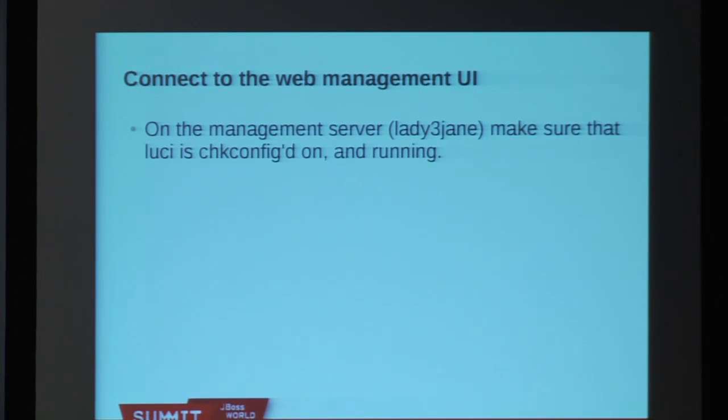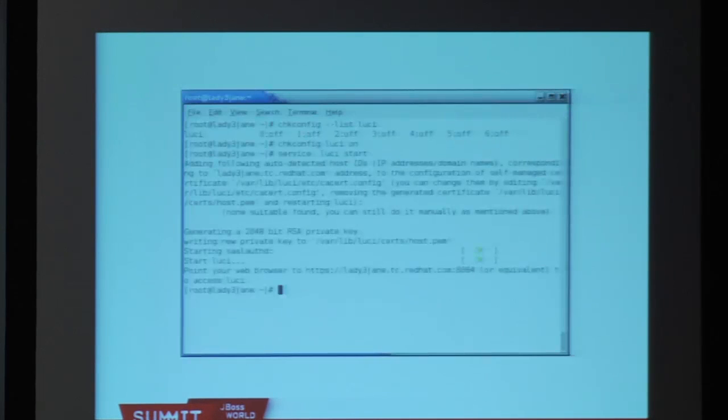On the management console, make sure that you've got the Luci RPM installed, and I did. Make sure it's chkconfigured on and running, and that's fairly straightforward: chkconfig luci on, and then start the Luci service. It will come up and generate the private keys, because it's a self-signed SSL certificate, and it'll actually tell you to point your web browser to your host, :8084. It listens on port 8084. Again, make sure that firewall port is open.